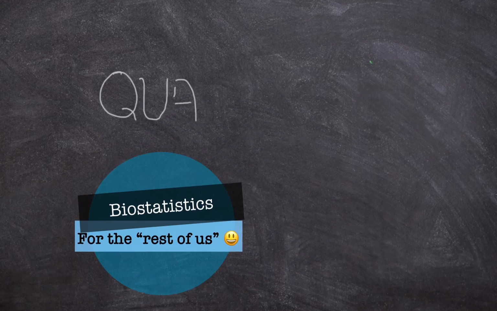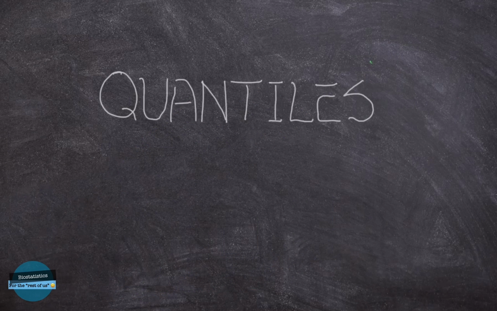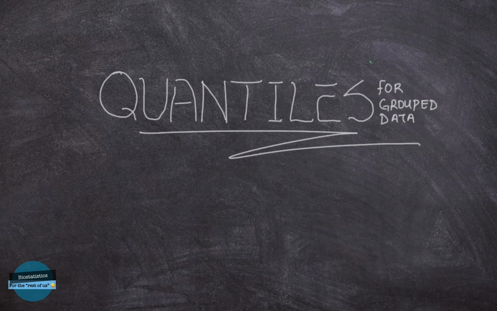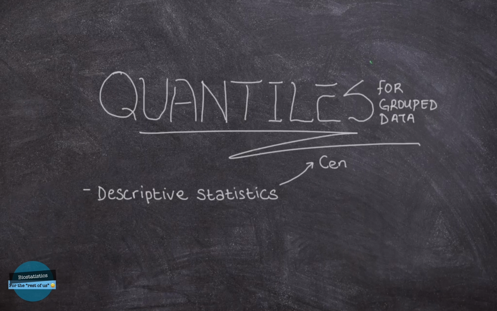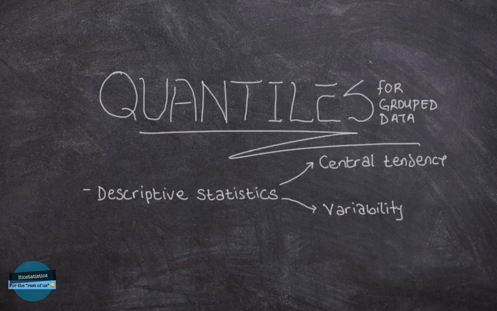Hi there. In this video, we're going to talk about quantiles for group data and how to use a special formula to compute them. In statistics, quantiles refer to a type of descriptive statistics that summarizes the central tendency and variability of a data set. They are used to divide a data set into equal parts or groups.